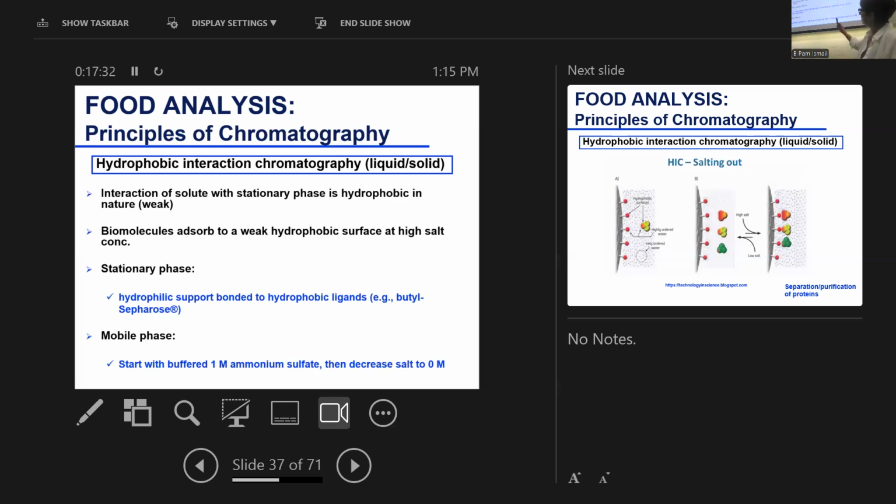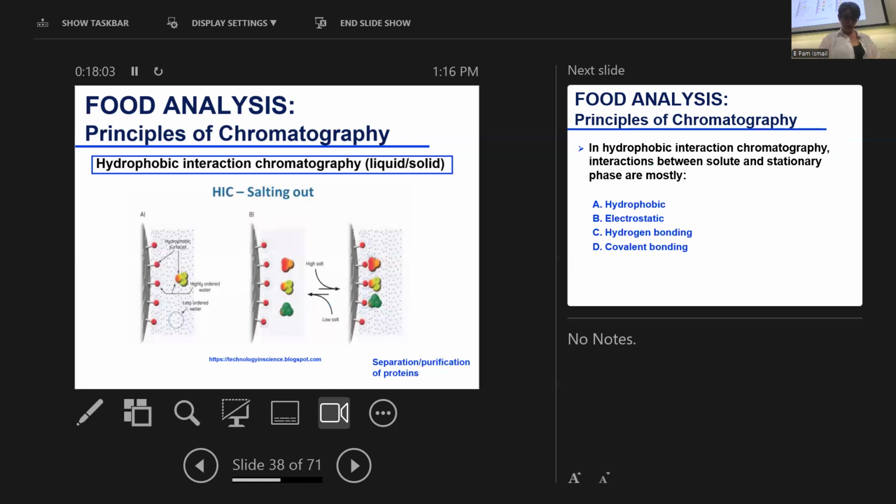Stationary phase is a hydrophilic support, but you have a bonded ligand that is hydrophobic. Butyl sepharose is a very common stationary phase we use in HIC. Mobile phase always is a highly concentrated salt solution that you start at 1 molar, and the way you increase elution strength over time is decreasing salt concentration.